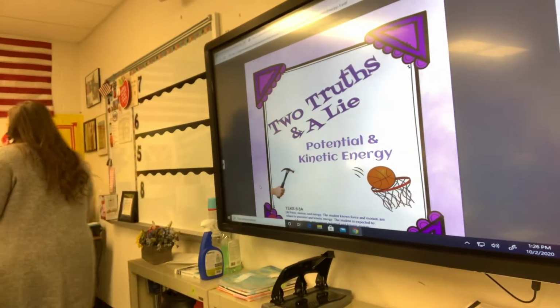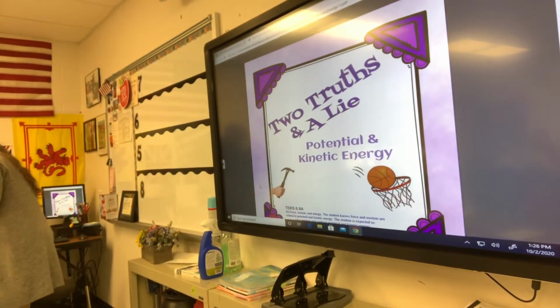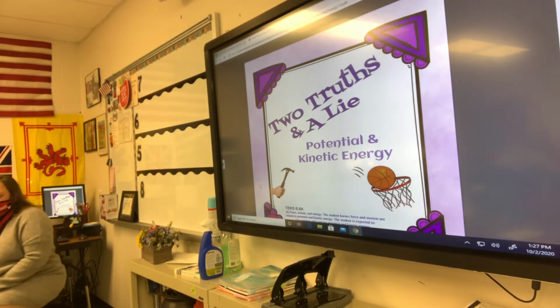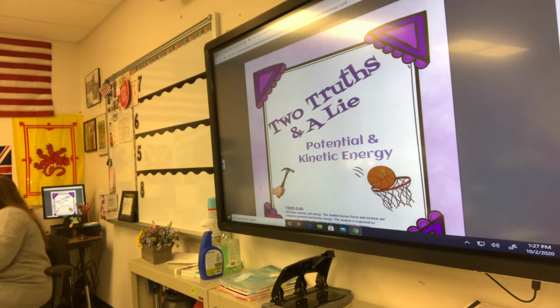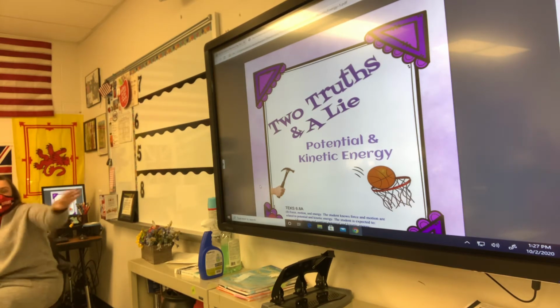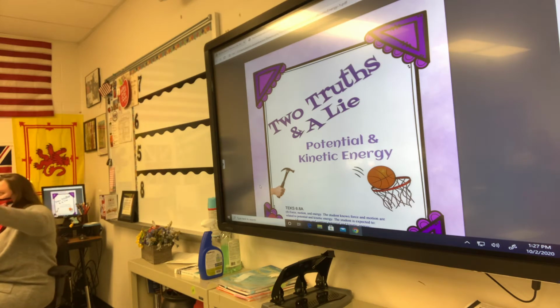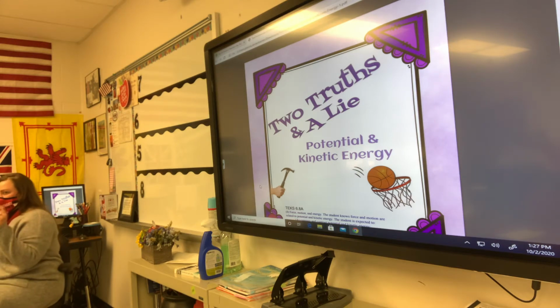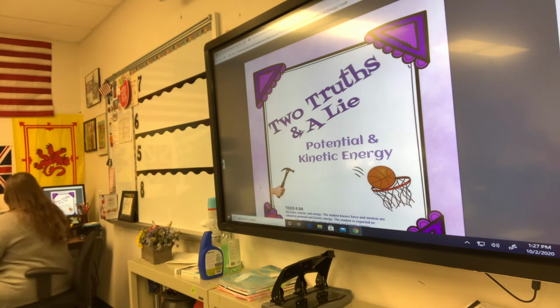Okay, so I just gave you a sheet that says 2 truths and a lie, potential kinetic energy. I want you to put your name at the top and date it. So I'm going to scroll through and I'll read it out loud to you. And you guys have to determine which 2 are true and which one is a lie. The lie you'll mark down on your paper and then we'll go through it at the end, okay?